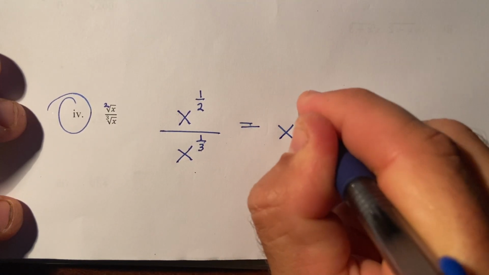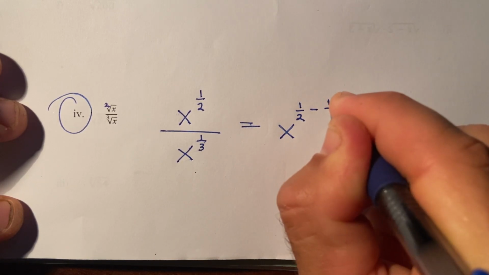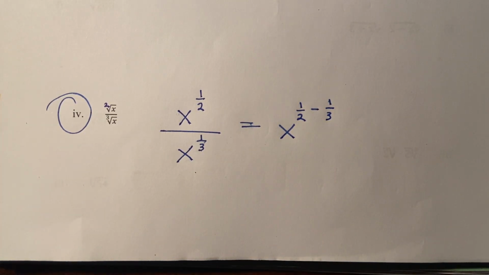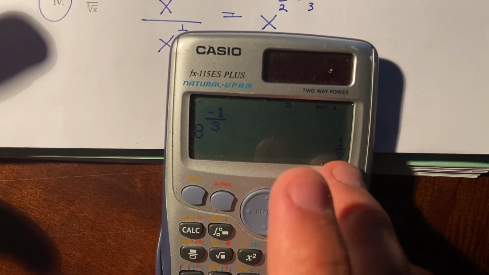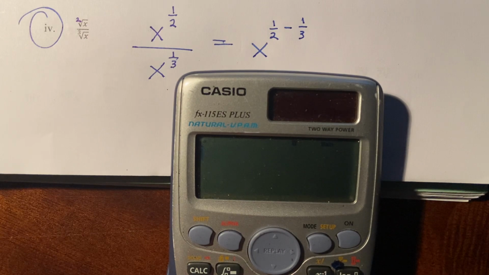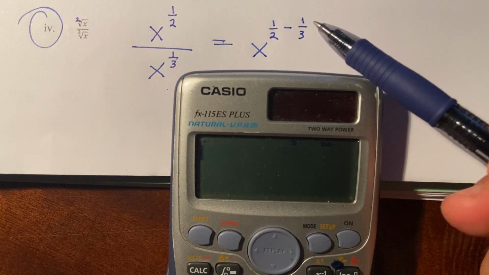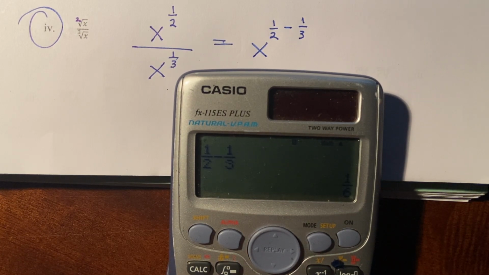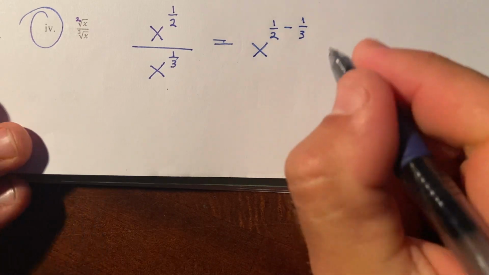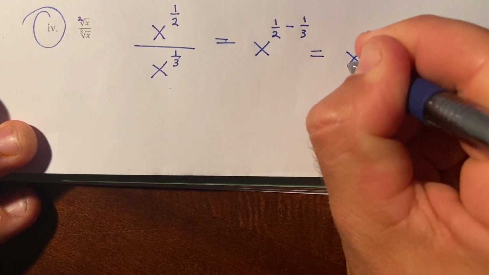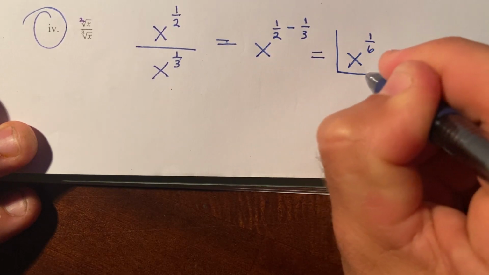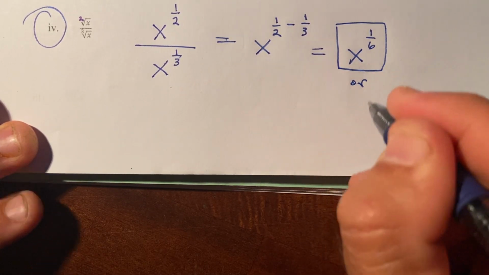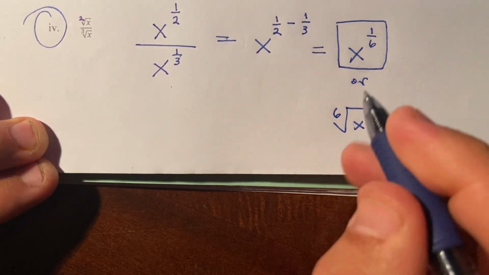So I'll have x to the 1/2 minus 1/3. Feel free to use the calculator to help you out on these little intermediate steps. So I'm just trying to figure out what that resulting power is. So I can go fraction 1/2 minus 1/3. It equals, I get a 1/6. So you could leave this as x to the 1/6. Or you can leave that as the 6th root of x. Right, same thing.